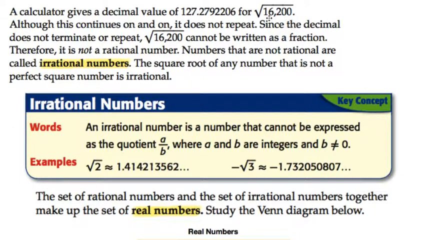So that value, the square root of 16,200, that distance from home plate to second base on your calculator, is this value that's given in the slide, but it doesn't stop, it keeps going. Okay, so we call that an irrational number.